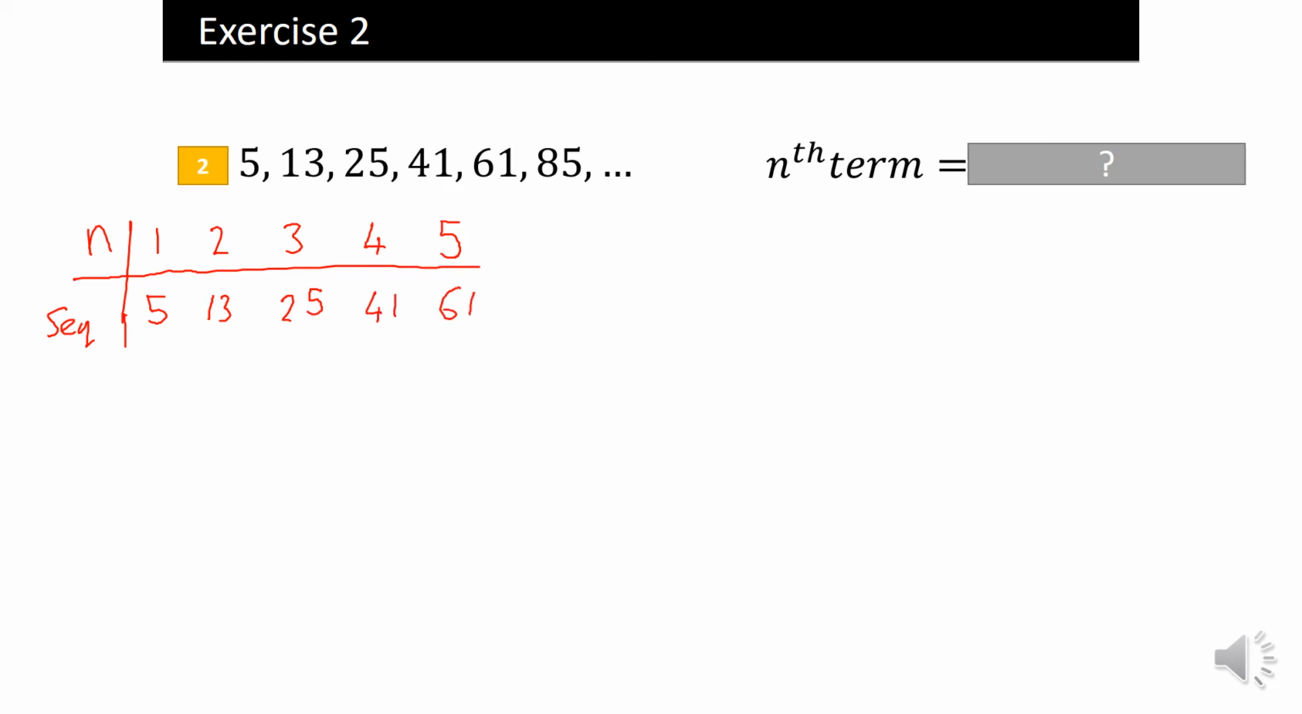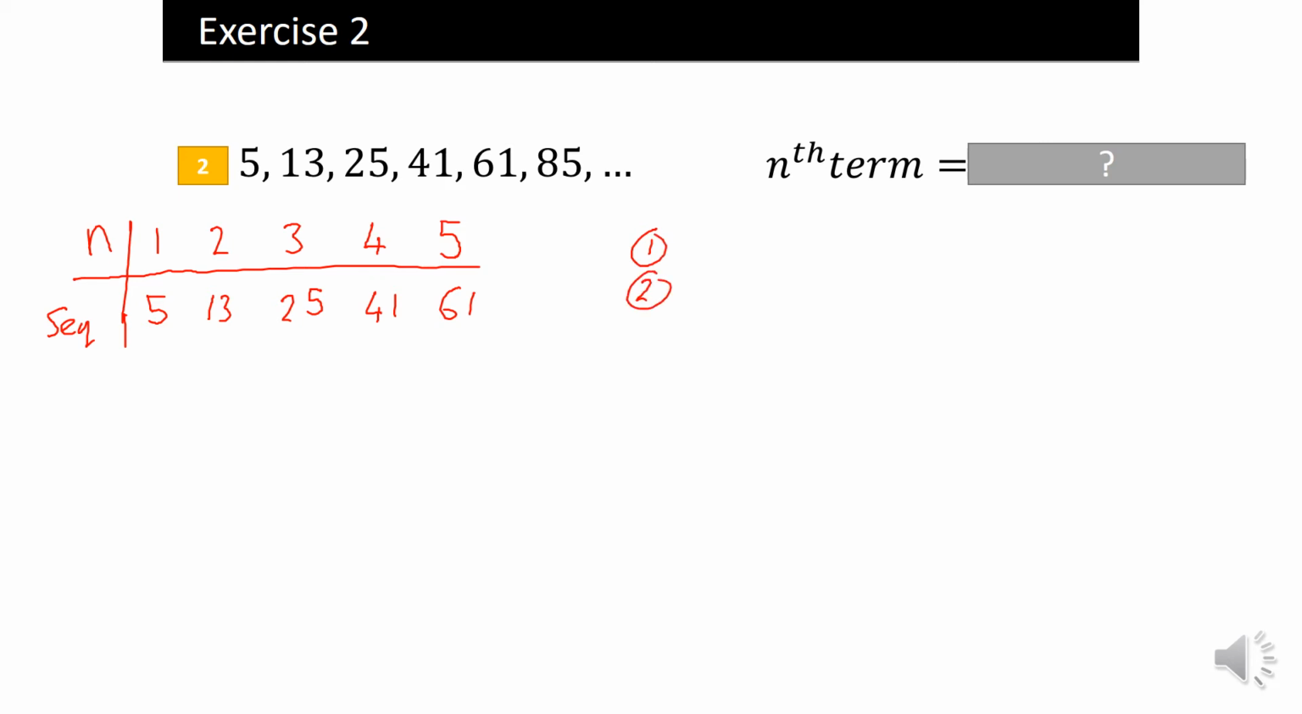So step 1 was to write out n and to write out the sequence. So I'll start out writing n. So we've got 1, 2, 3, 4, 5. I'll just write out the first 5. I don't think I need to write out all of them. And the sequence was 5, 13, 25, 41, 61. So done step 1, we've written out n and we've written out the sequence.